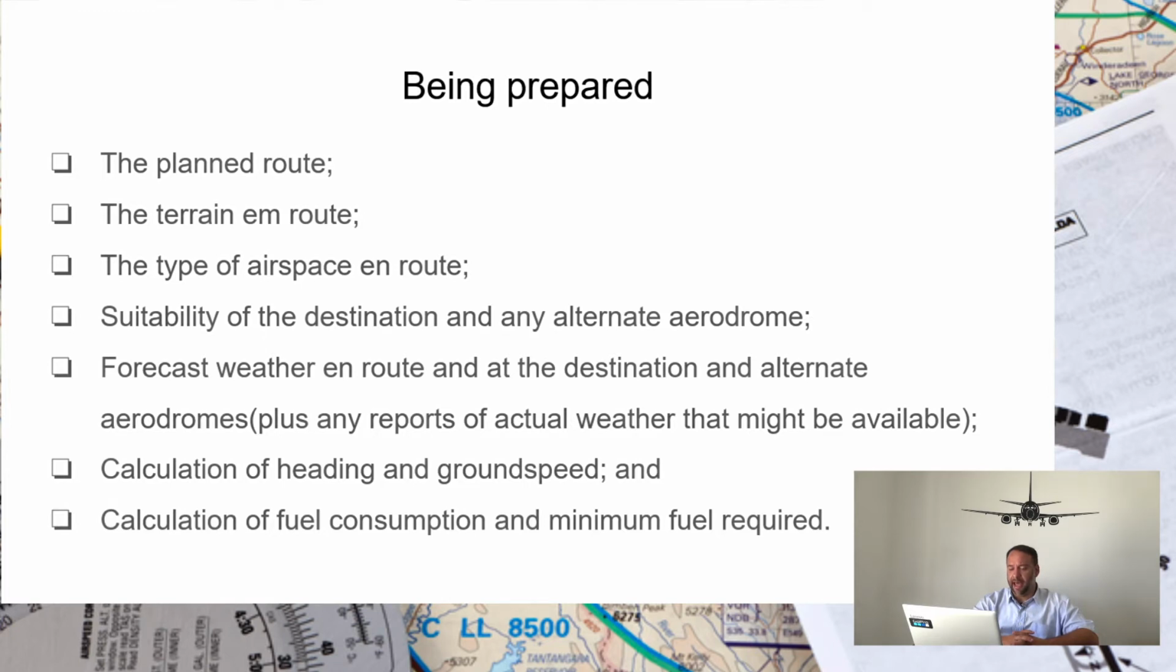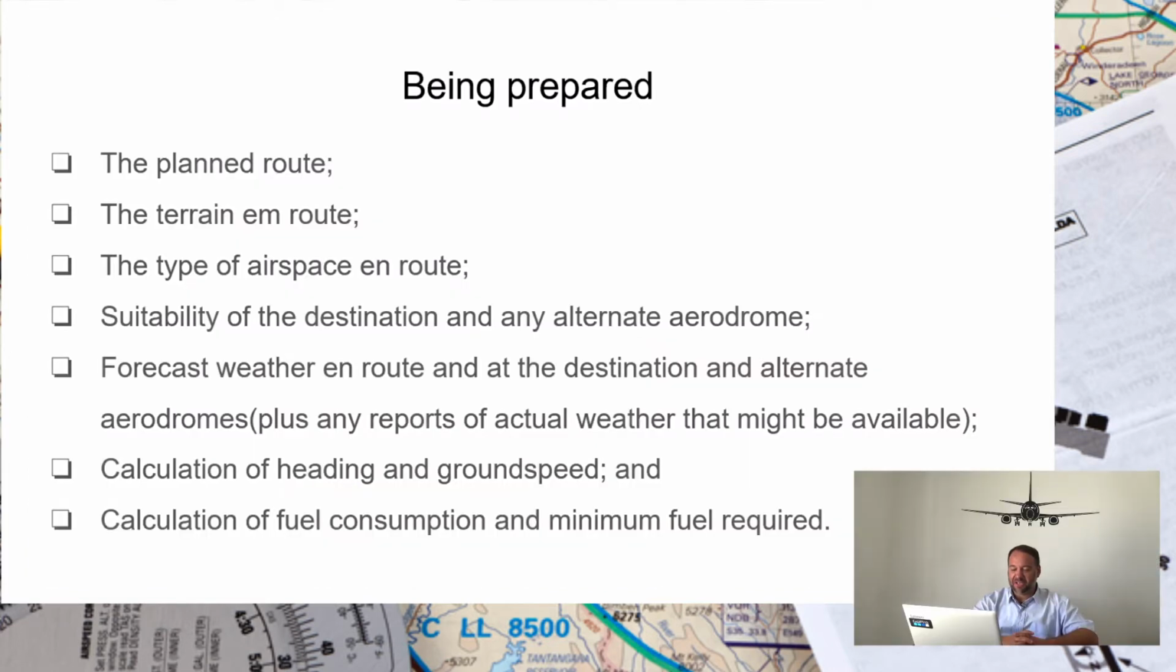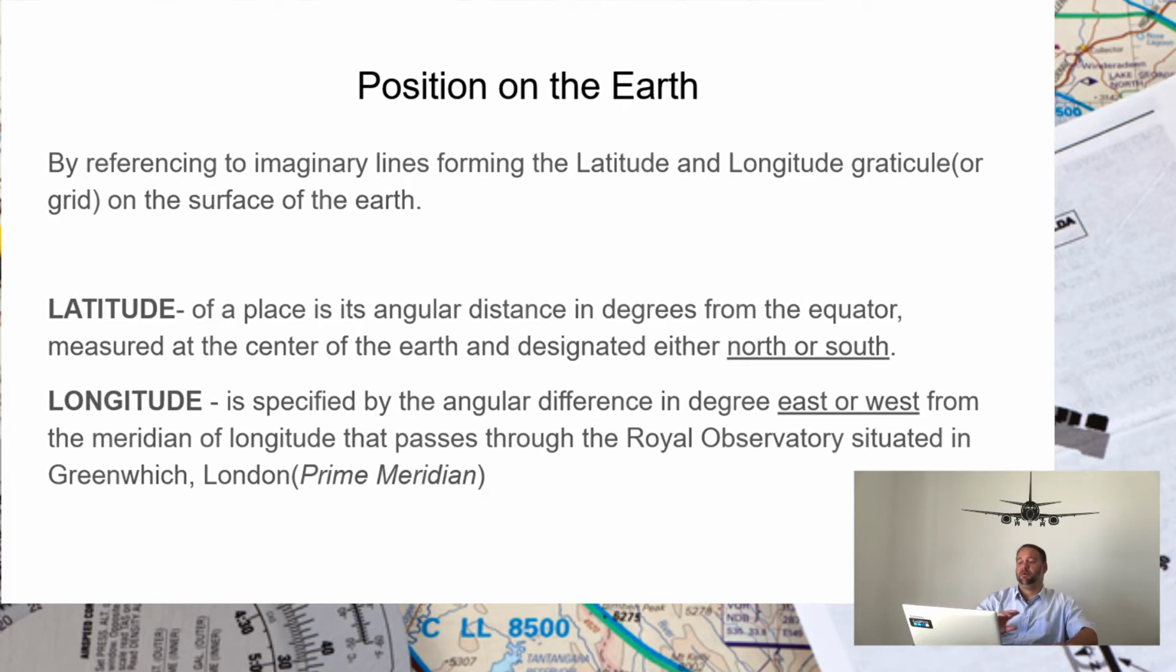Calculation of heading and ground speed. All right. Yes, where you're heading. I'm not gonna say proa because I'm not gonna say that. Calculation of fuel consumption and minimal fuel required. All right. Yes, you get the minimum fuel required, or you're gonna have a fuel starvation situation. Probably you're gonna have to ditch your craft or make an emergency landing. Okay, let's keep going.